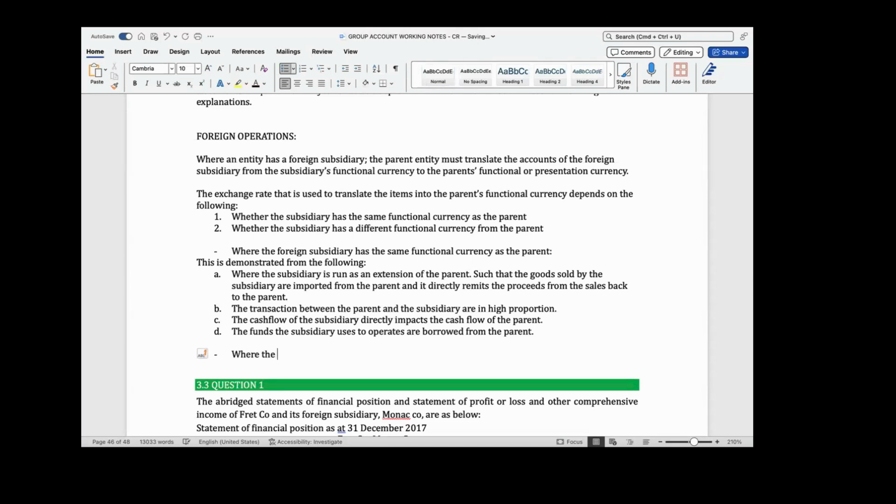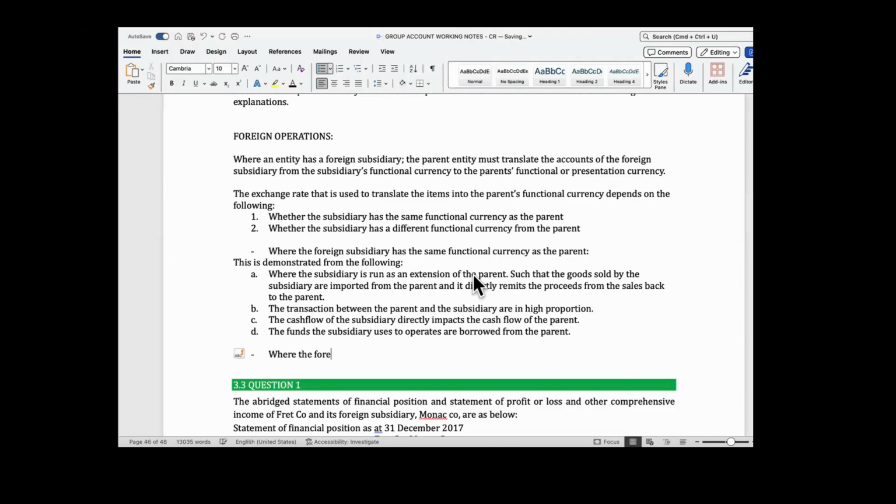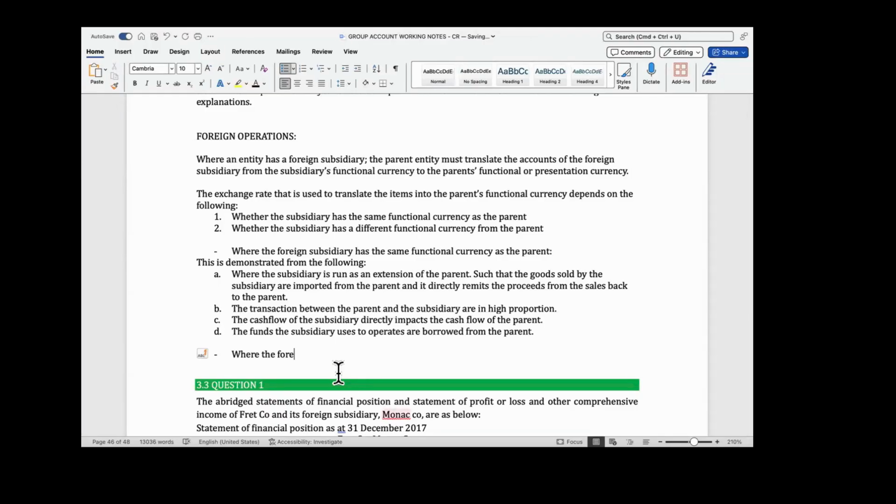But where the foreign subsidiary has a different functional currency from the parent, I will get to this, okay?